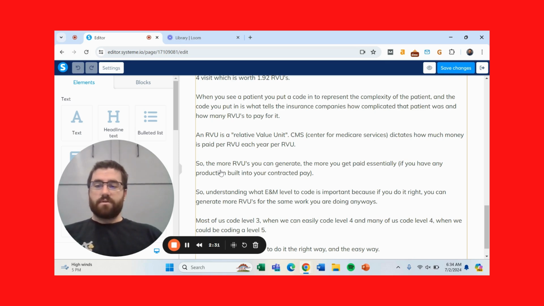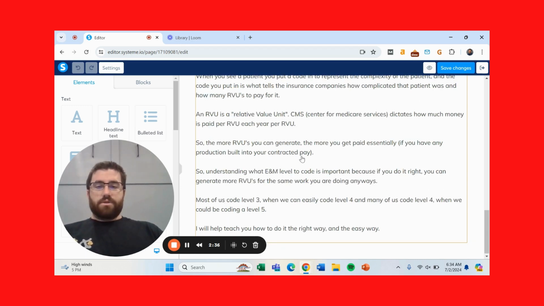If you always bill level 3, even though it's a level 4, you're missing out on RVUs that you could be collecting. So understanding E&M level to code is important, because if you do it right, then you generate more RVUs for the same work you're doing, right? A lot of primary care providers and primary care physicians will code level 3s all the time when they should be coding level 4 and even sometimes level 5, right? I will help teach you how to do it the right way, the easy way, so that you'll always code correctly, so that you will also generate more RVUs per patient visit and more RVUs per time, right? Because if you're seeing 20 patients a day, but you're coding half of them level 3s inappropriately, that's a ton of RVUs that you're missing out on for the same exact work you're doing.